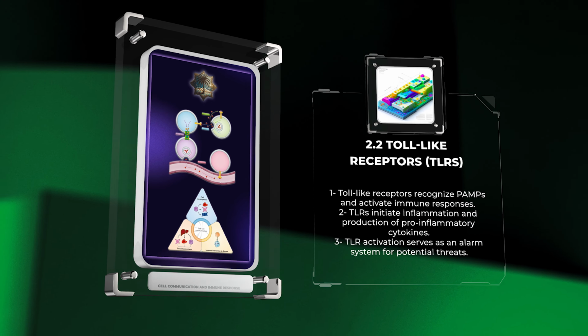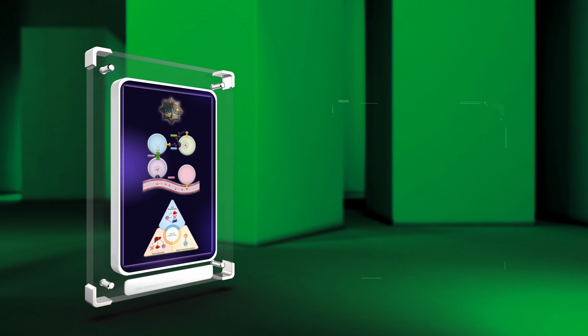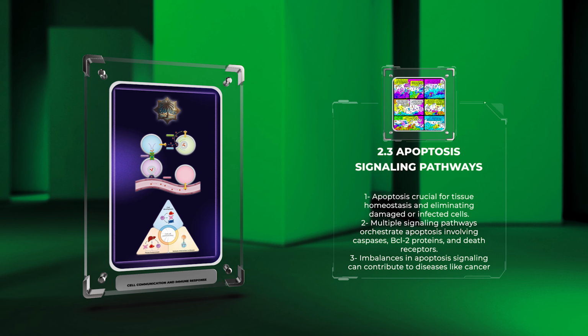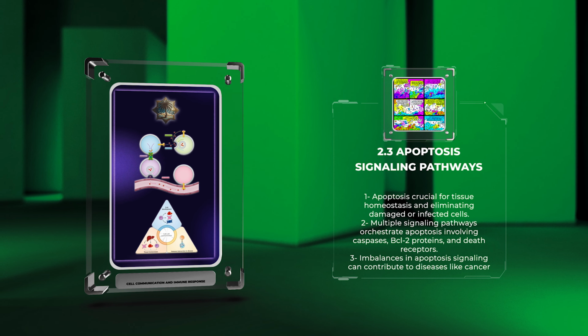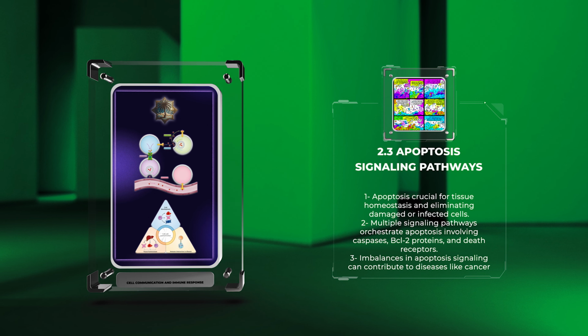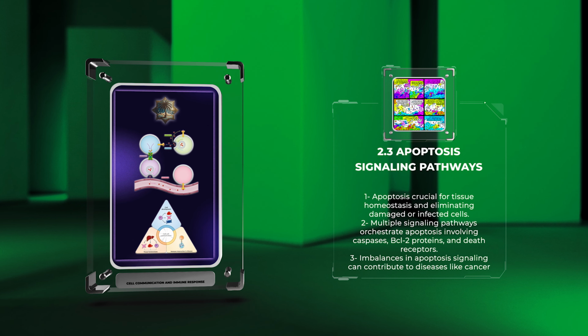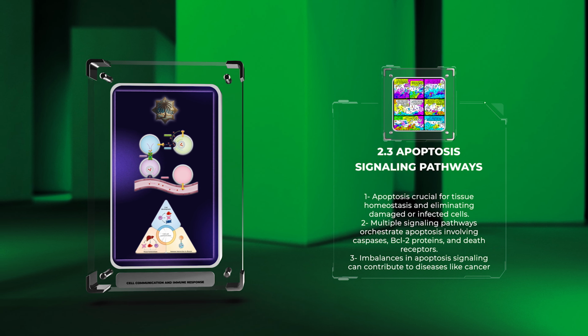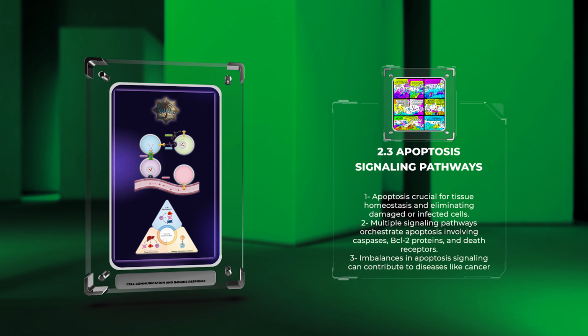Apoptosis, or programmed cell death, is a highly regulated process crucial for maintaining tissue homeostasis and eliminating damaged or infected cells. Multiple signaling pathways orchestrate apoptosis, involving key players such as caspases, BCL2 family proteins, and death receptors. Imbalances in apoptosis signaling can contribute to various diseases, including cancer and autoimmune disorders.